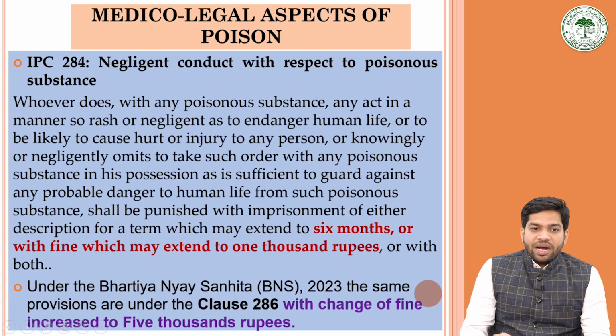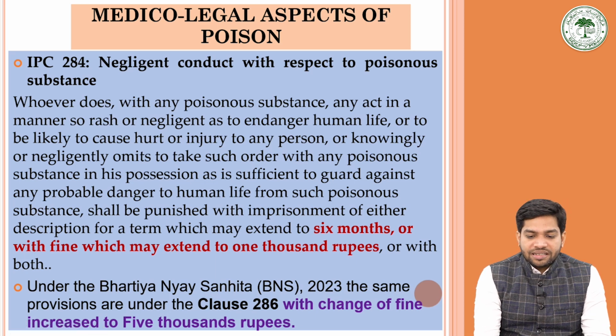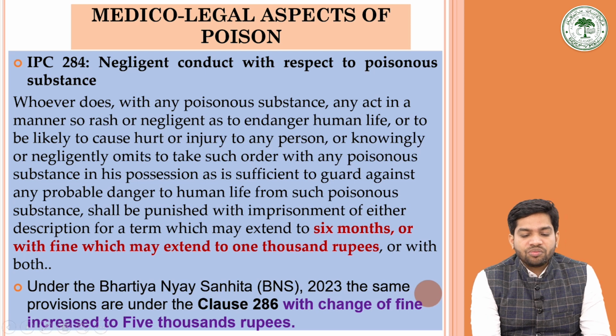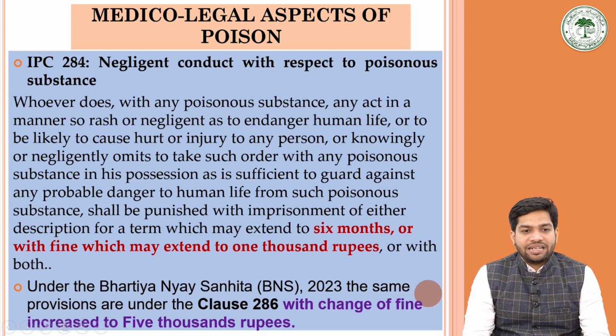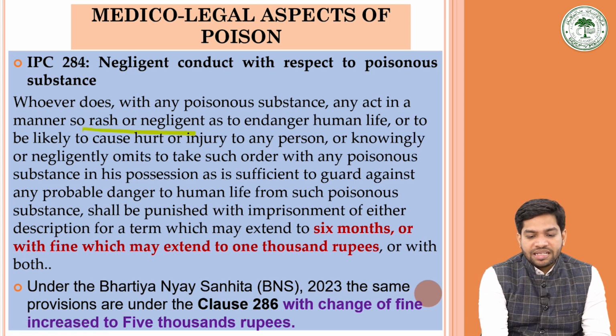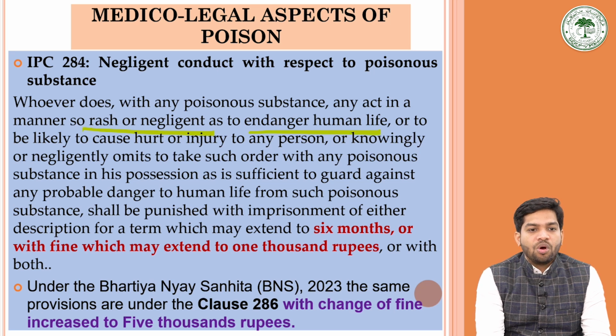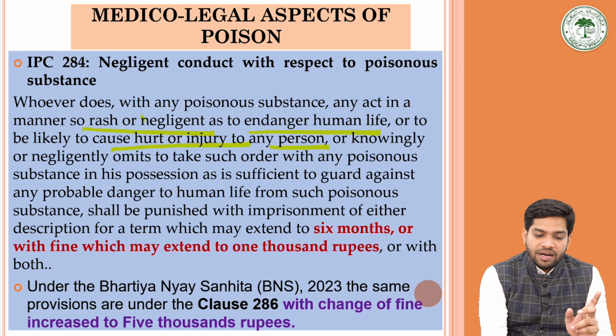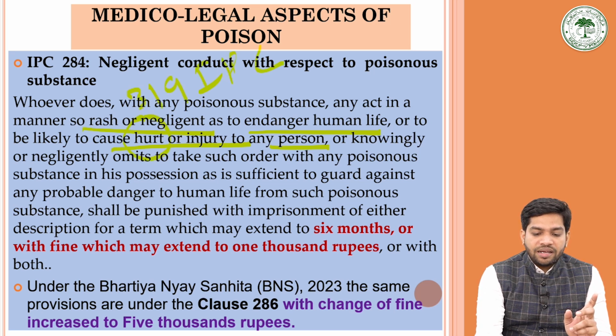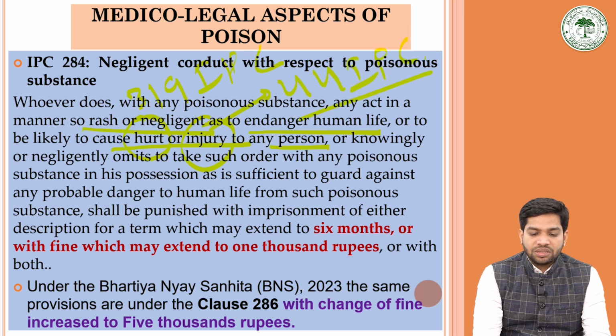Further, 284 of IPC, that is negligent conduct with respect to poisons. Whoever does with any poisonous substance any act in a manner so rash or negligent as to endanger human life or be likely to cause hurt or injury to any person. The definitions of hurt and injury are also given under the IPC: hurt under section 319 of IPC and injury under section 44 of IPC. So, you must read those things also.